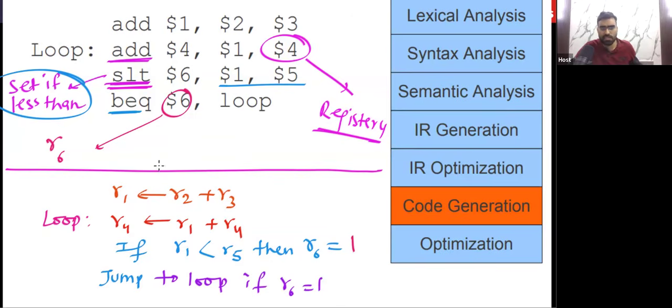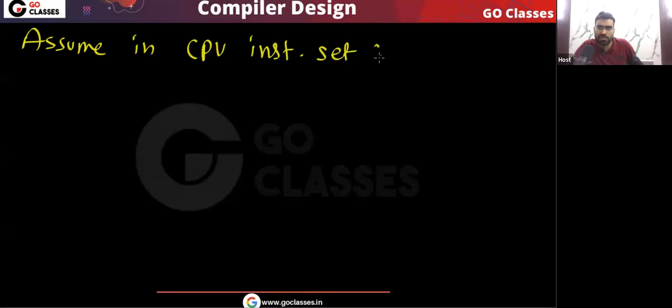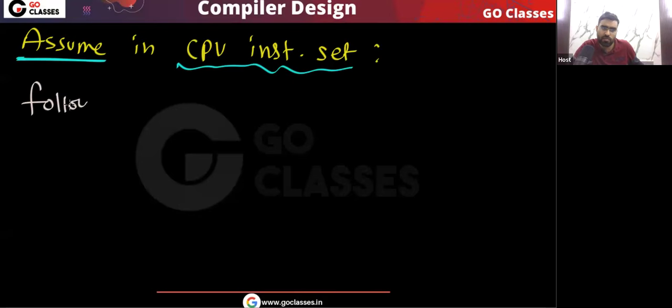Now, you just tell me one thing. Let's assume there is an instruction in the machine, in your CPU instruction set. Because now everything is machine dependent, remember. Now we are in the territory of machine dependent. So let's assume that in the CPU instruction set, the following instruction is present.